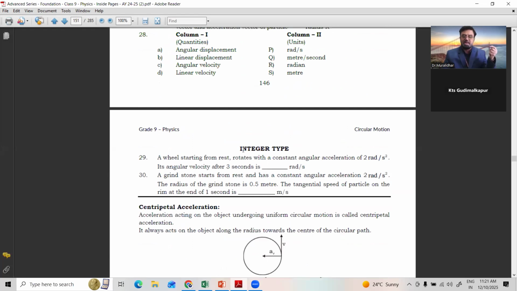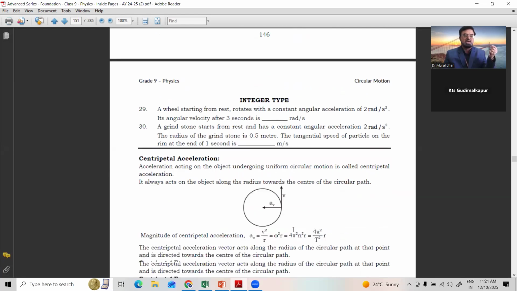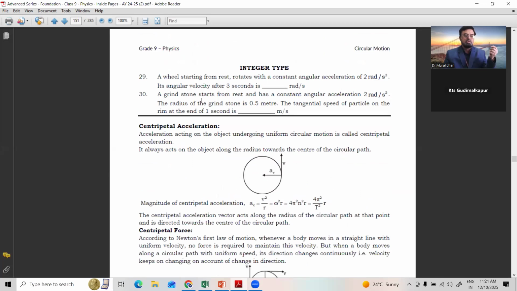Then we come across centripetal acceleration, centripetal force, so many things are there. So we learned today mainly about circular motion, what circular motion is, the terms related to circular motion, and the two types of circular motion, that is uniform circular motion and non-uniform circular motion. Once you go through the complete theoretical part, maybe relate it to your textbook also.